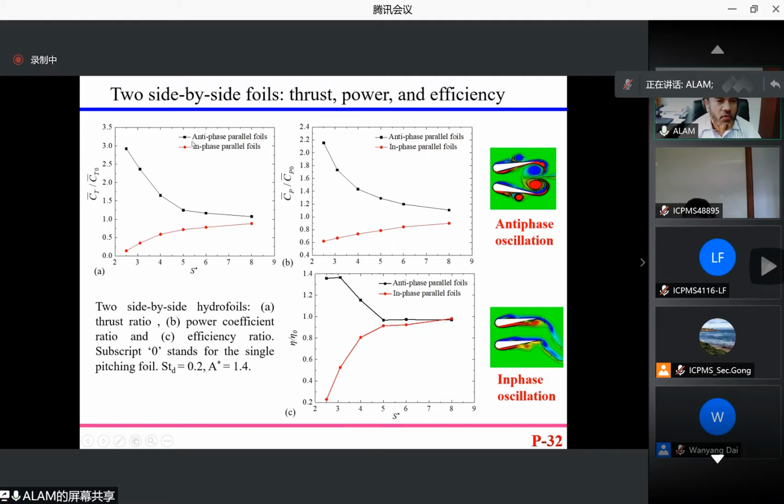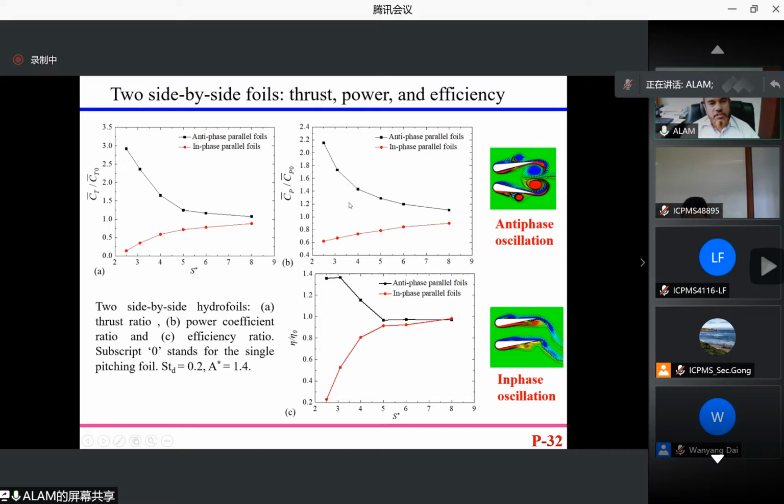We'll see the results for the two side-by-side phases. Like one is the square symbol, anti-phase and in-phase. What we see is that when the two fish move in anti-phase condition, they have a higher thrust. That means for the in-phase condition, we have the lower thrust. So we can say if two fish swim side by side, then their tails should oscillate in an anti-phase fashion. This is the anti-phase. This is the in-phase.